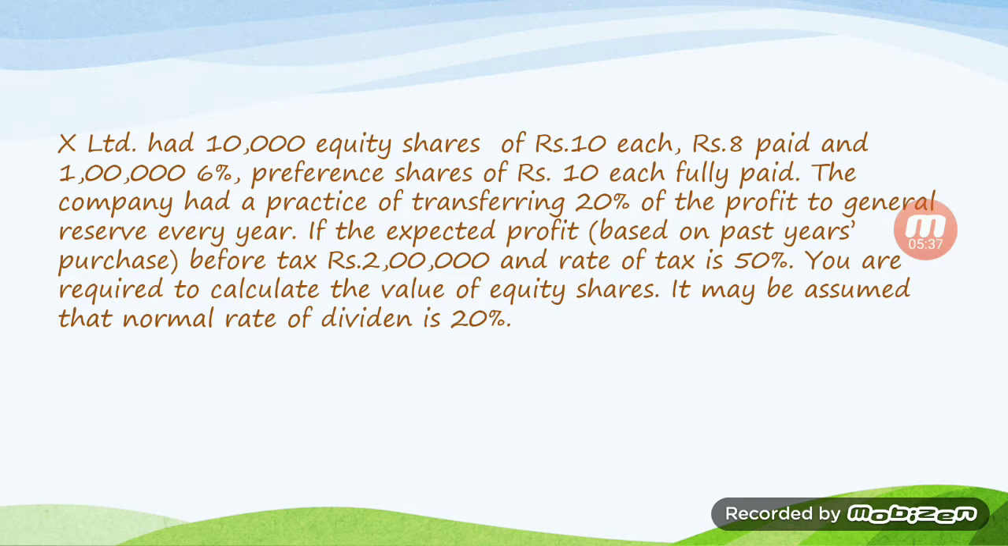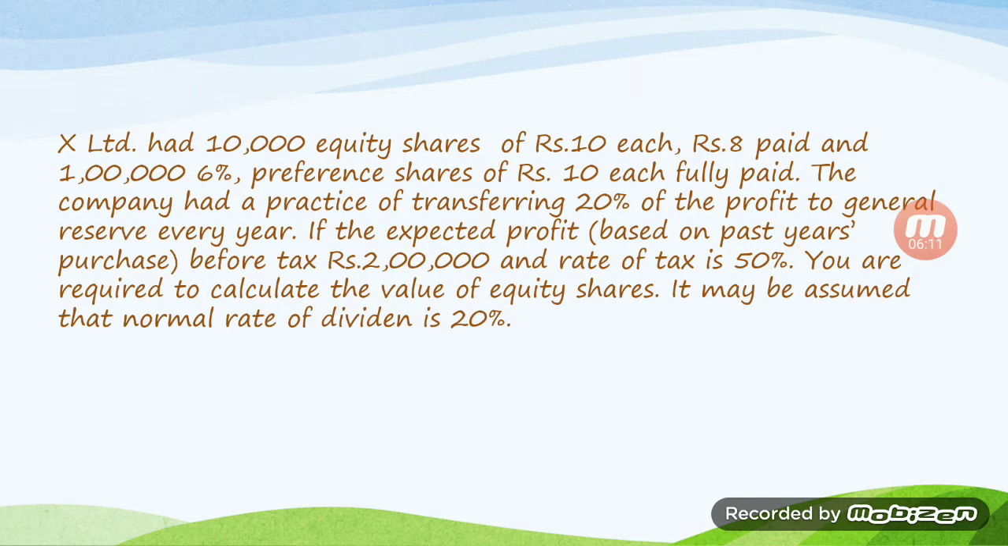The company had a practice of transferring 20% of the profit to general reserve every year. So this is the practice they have. Out of the profit earned by the company, they transfer 20% to the general reserve. The expected profit based on the past years, before taxes, is rupees 2 lakh. So the profit before taxes given in the question is the value we have to start the answer with. And the rate of tax is 50%.